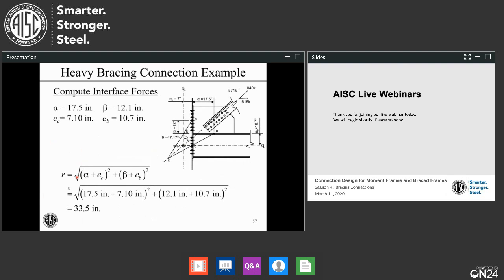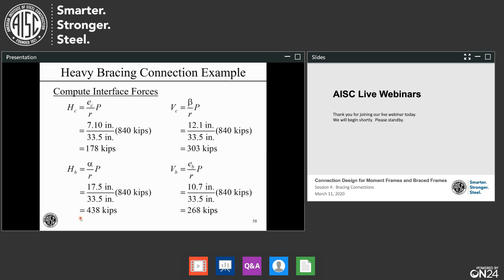Let's compute these interface forces. We have our R, and we have all these right now, so we can just go ahead and calculate R, 33.5 inches, and calculate our forces HC, VC, HB, V sub B, just from these very simple equations that all appear in part 13 of the manual. Notice these are pretty big. They're not enormous, but they're pretty big.